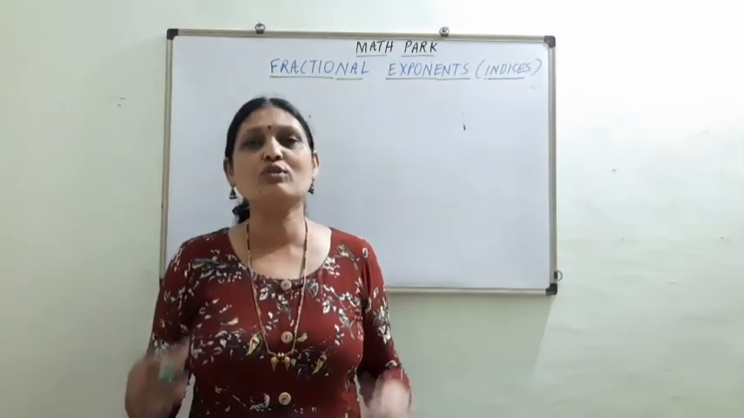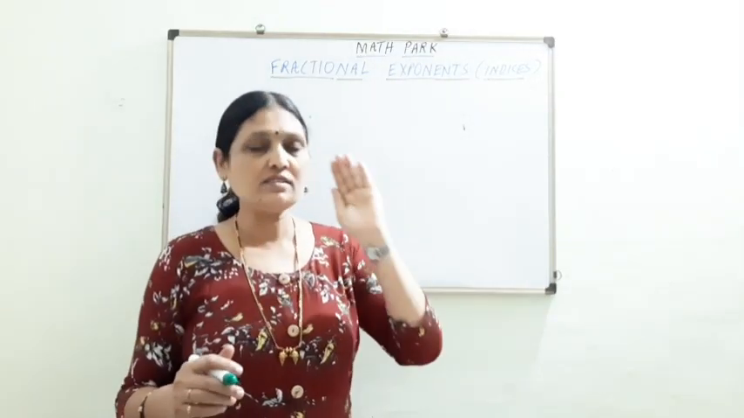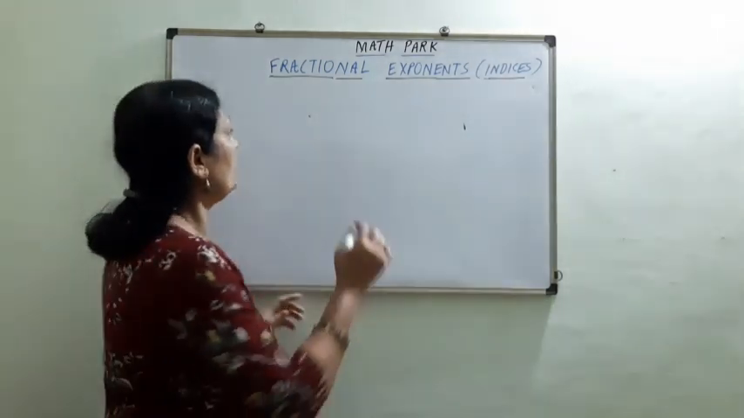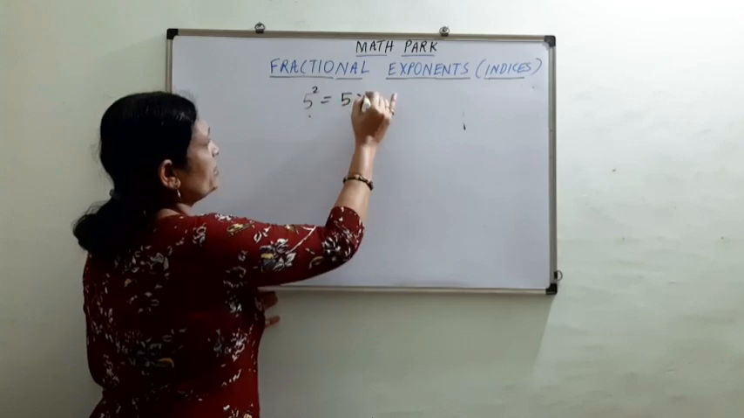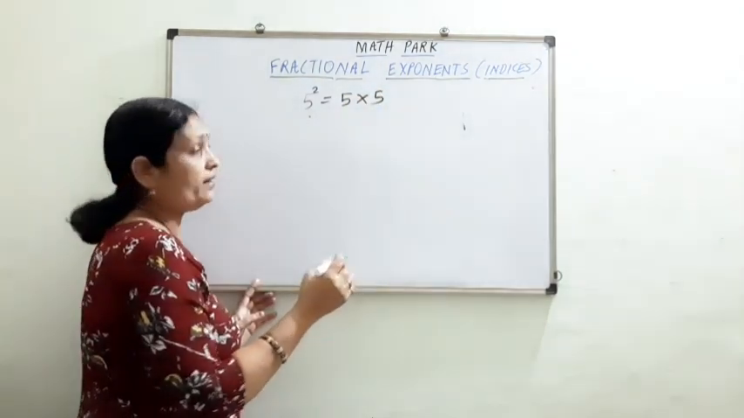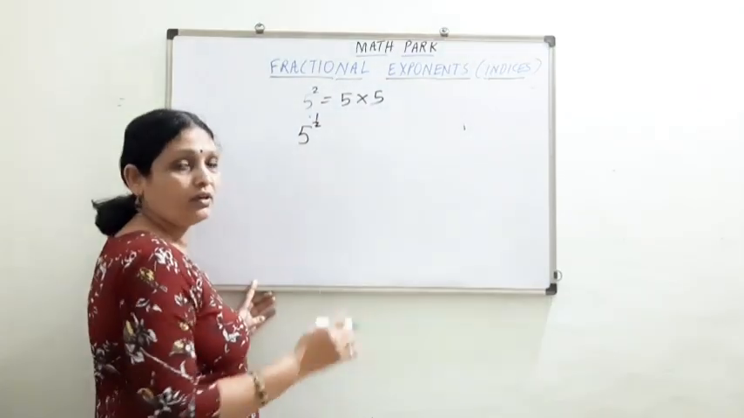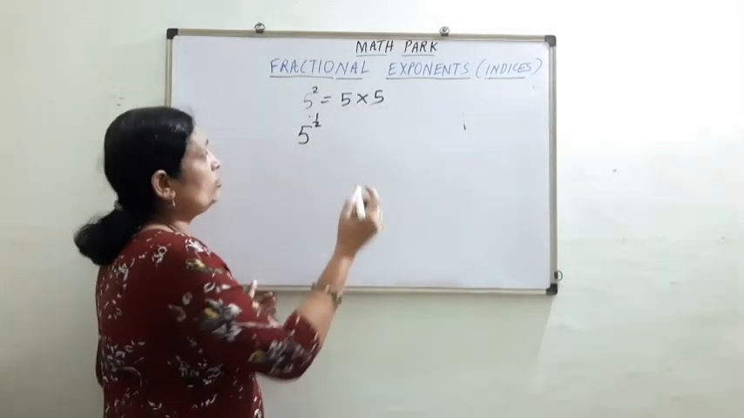In our park, today we are going to learn about fractional exponents or indices. This is 9th grade and even in IGCSE you have this type of problems. Now if it is 5 squared, we know that 5 is multiplied twice, right? What if it is 5 raised to 1 by 2? 1 by 2 is a fraction. Can we multiply 5, 1 by 2 times? No. So let us try.